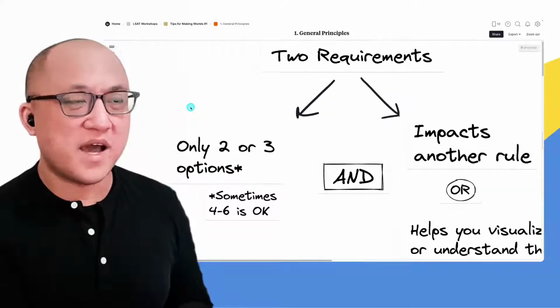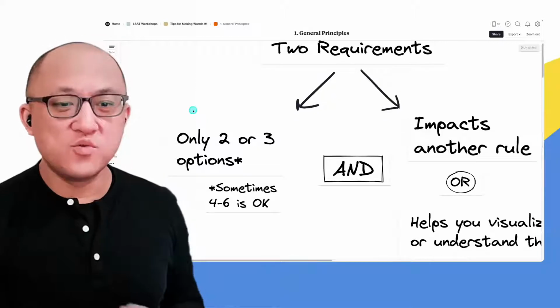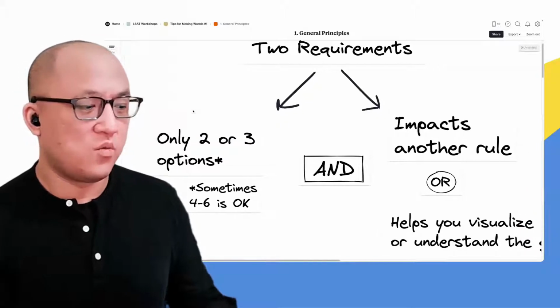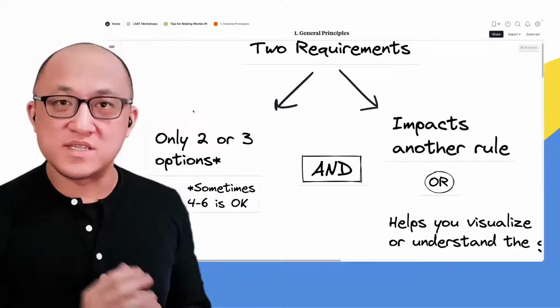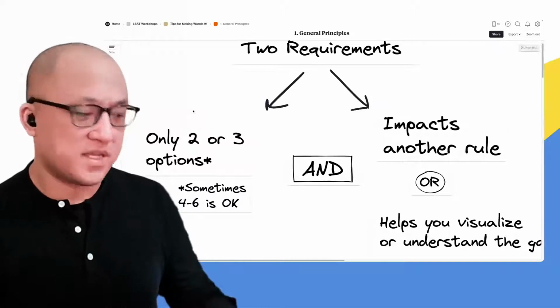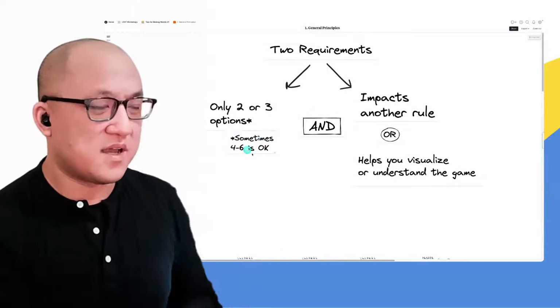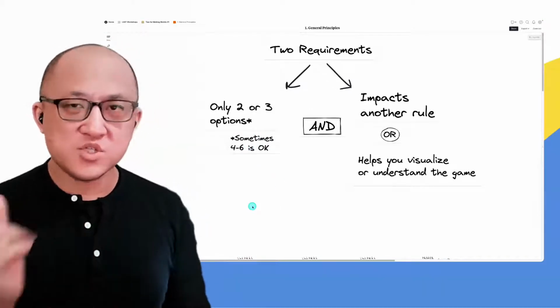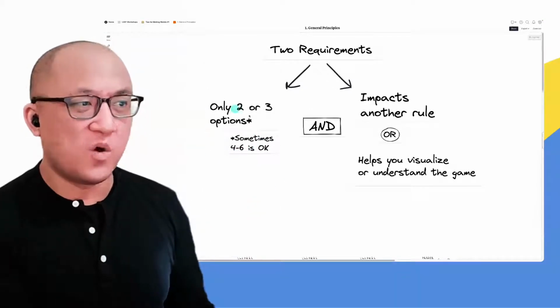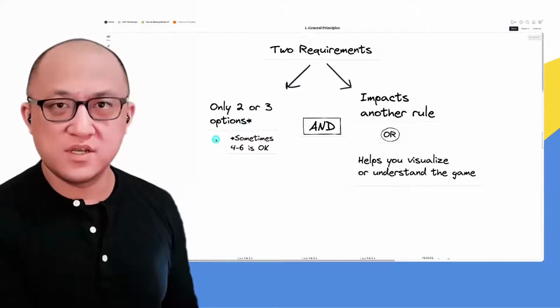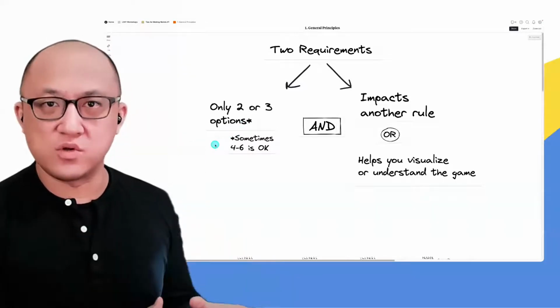The way I think about it is, there are 2 requirements for when I want to make worlds, or at least when I want to strongly consider making worlds. And I want to make sure that you guys can read this, so let me go ahead and bring this up. The first requirement is only 2 or 3 options for how a particular rule plays out.